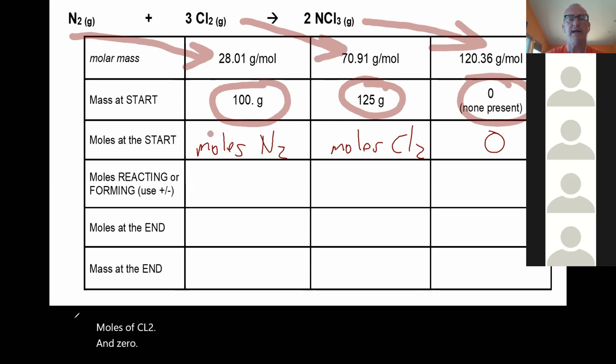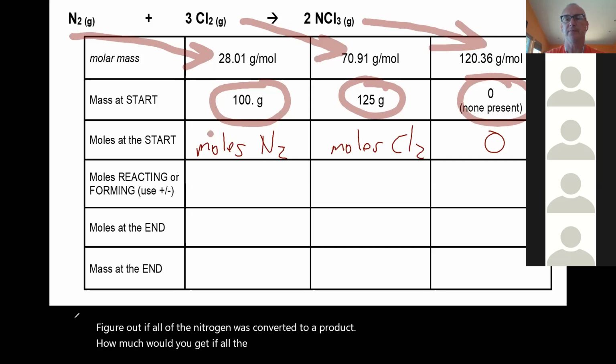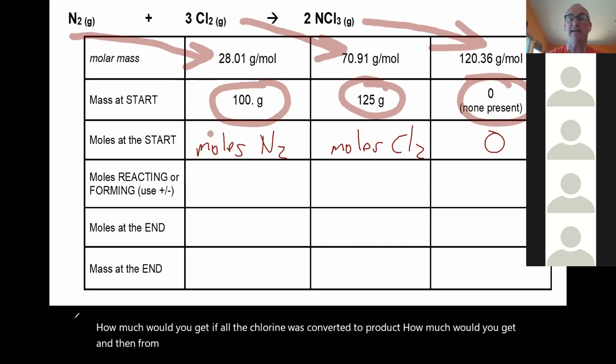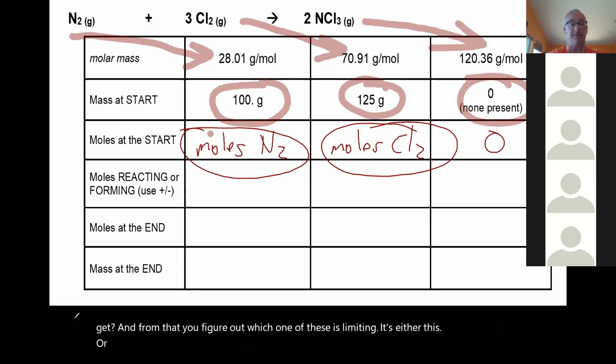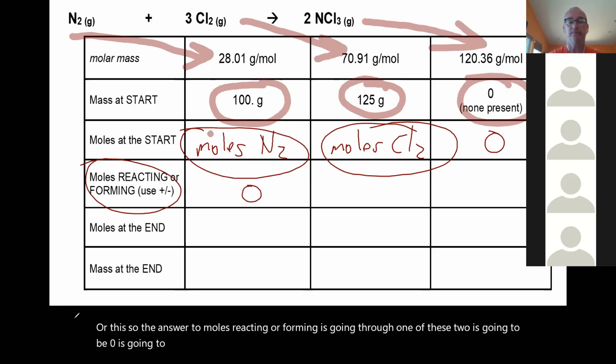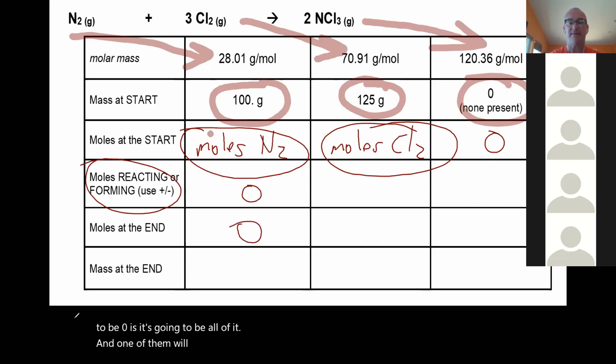So you need to figure out if all of the nitrogen was converted to product, how much would you get? If all of the chlorine was converted to product, how much would you get? And then from that, you figure out which one of these is limiting. It's either this or this. So the answer to moles reacting or forming for one of these two is going to be all of it. One of them will have nothing left at the end, and the other one will have something left at the end.